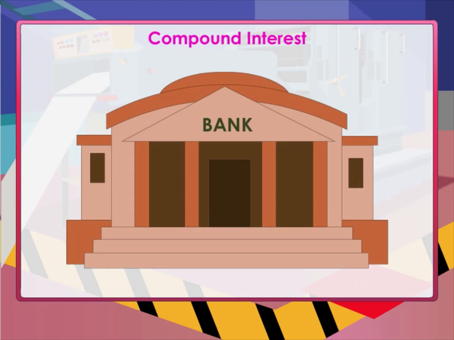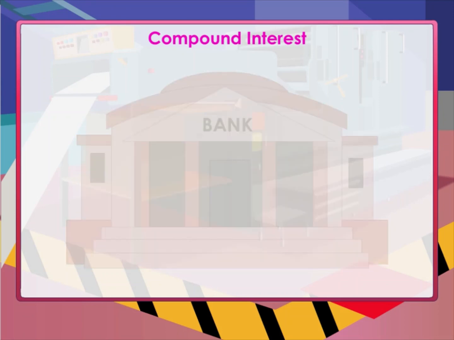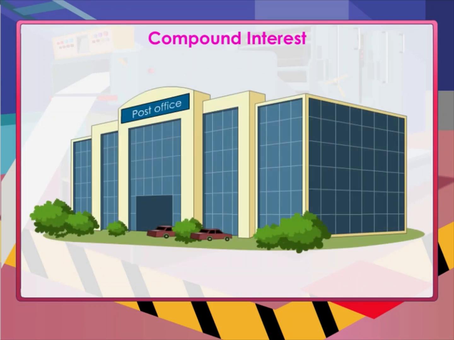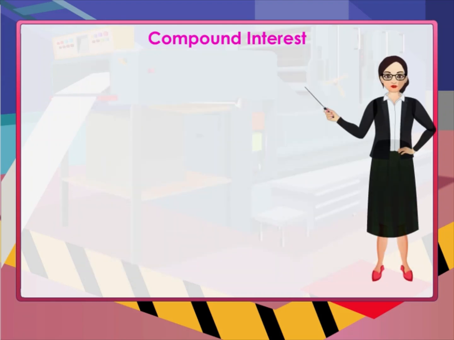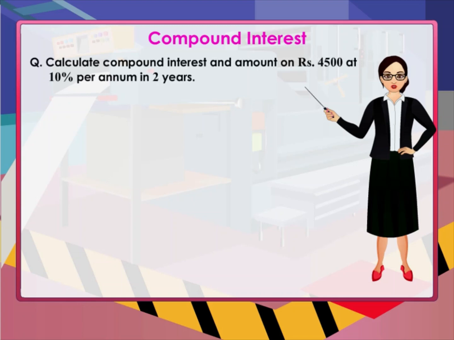Interest is the extra money paid by the banks and post offices on money deposited with them. Interest is also paid by people when they borrow money. Now let us see an example of how to calculate compound interest. Calculate compound interest on the amount of rupees 4,500 at 10% per annum in 2 years.